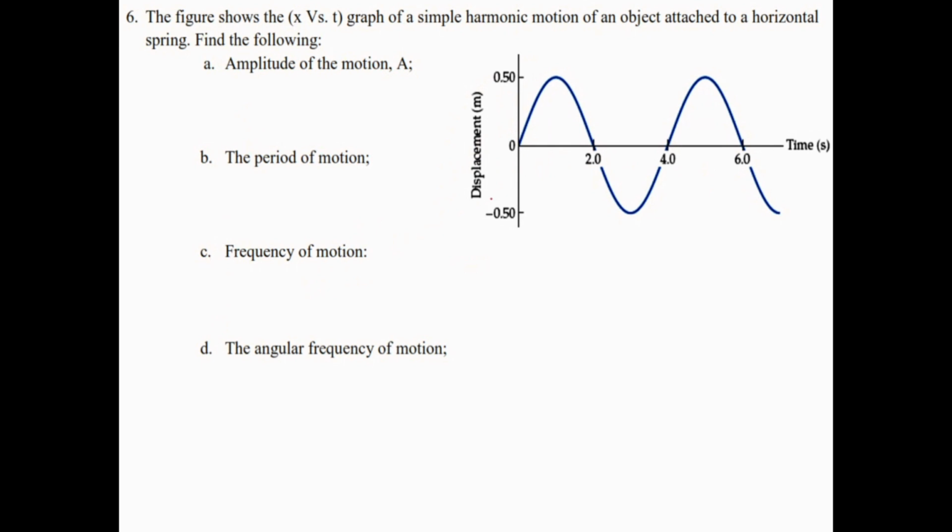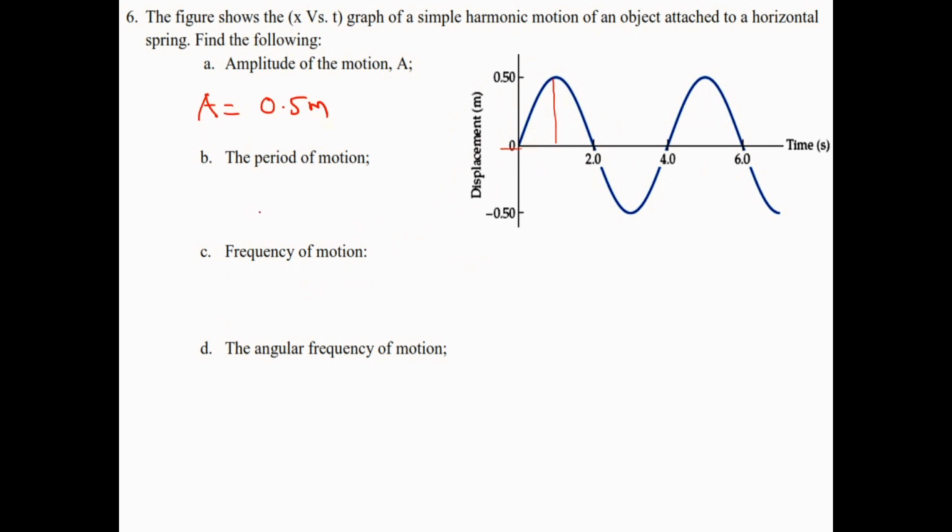First question, find the amplitude of the motion. What is the amplitude? We studied in the theory how far the wave is displaced from the equilibrium condition. Here the equilibrium condition is 0, so it is displaced from the equilibrium to 0.5 meter. So that is nothing but our amplitude. Therefore the amplitude A is equal to 0.5 meter.